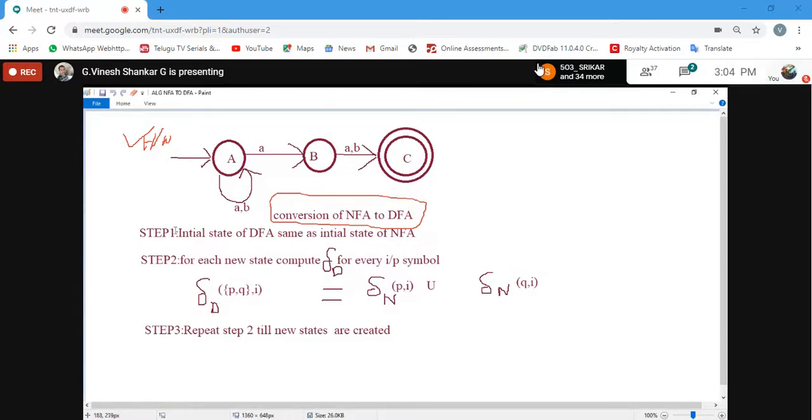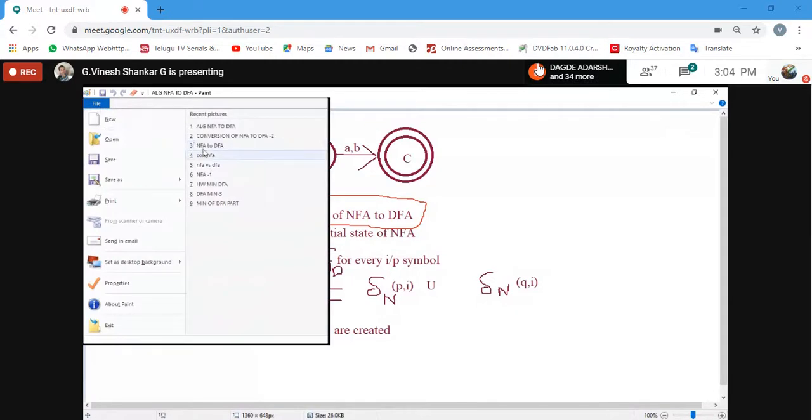Yeah, see this algorithm you have to follow. What is the initial state of DFA? Same as the initial state of NFA. Okay. Before that, we are having one more thing. Let me change that one. Then I will see.